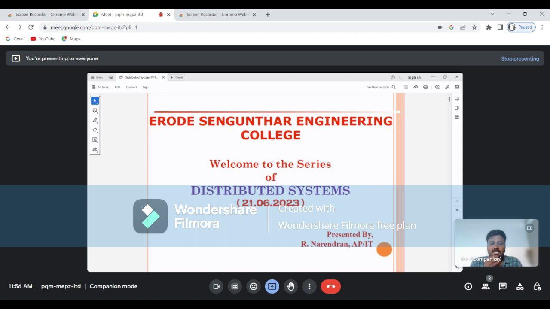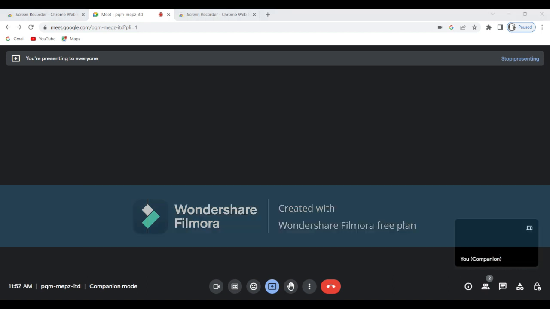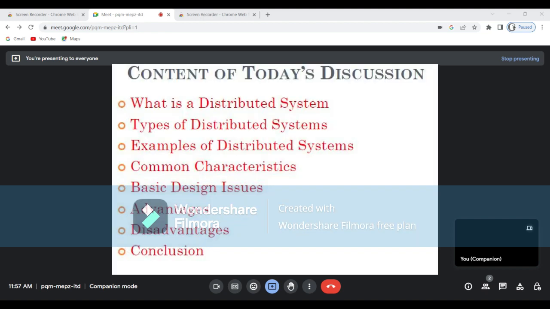So first of all, we shall see what is meant by distributed system. In this session, we are going to discuss what is a distributed system, what are the types, and various advantages and disadvantages of distributed system. Finally, we will conclude with the overall topics in the session.